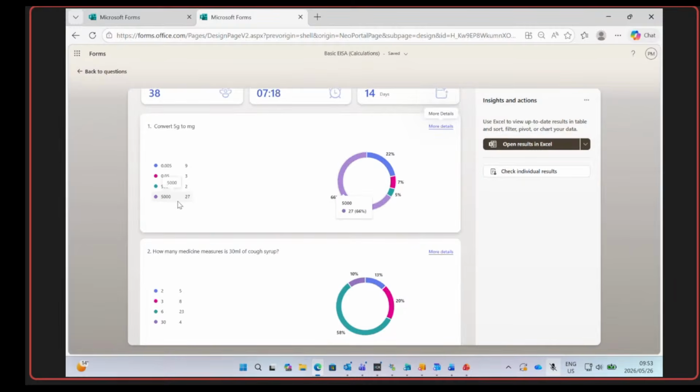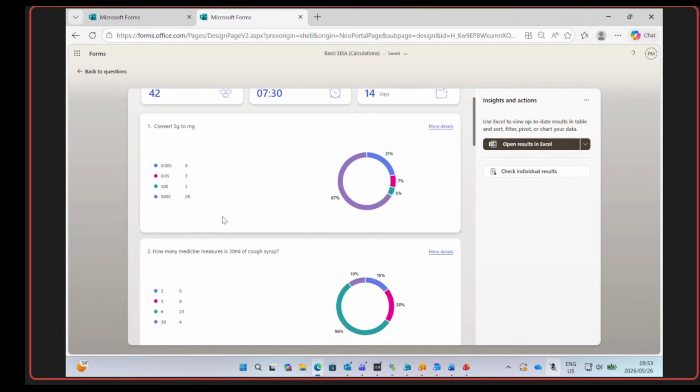I see that 27 of the 38 have got that correct. There were 9 responses that said 0.005, 3 responses that said 0.05, and 2 responses that said 500. So please go back to your conversion table and have a look at what you were doing. The 9 of you were obviously dividing by 1,000 when you were actually supposed to be multiplying by 1,000. So go back to that table. That would be a good reference to keep for the exam, so that you can see if you are moving in a specific direction.